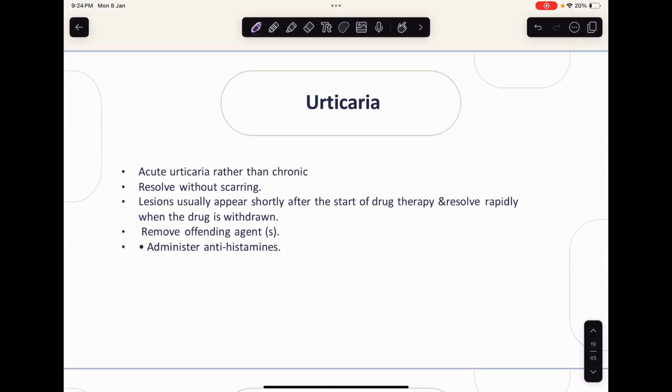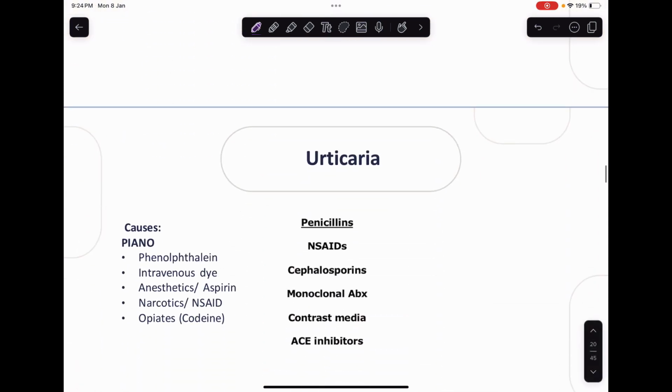Next we come to urticaria. Urticaria is considered a type 1 hypersensitivity reaction. It looks like annular red papules and is blanchable, meaning that when I press on it, its color changes from red to white. It's usually acute rather than chronic. It develops within less than 6 weeks and usually resolves without scarring. The lesion usually appears shortly after the start and resolves rapidly without scarring when the drug is withdrawn. For this reaction, the treatment is to remove the offending agent and give antihistamine.